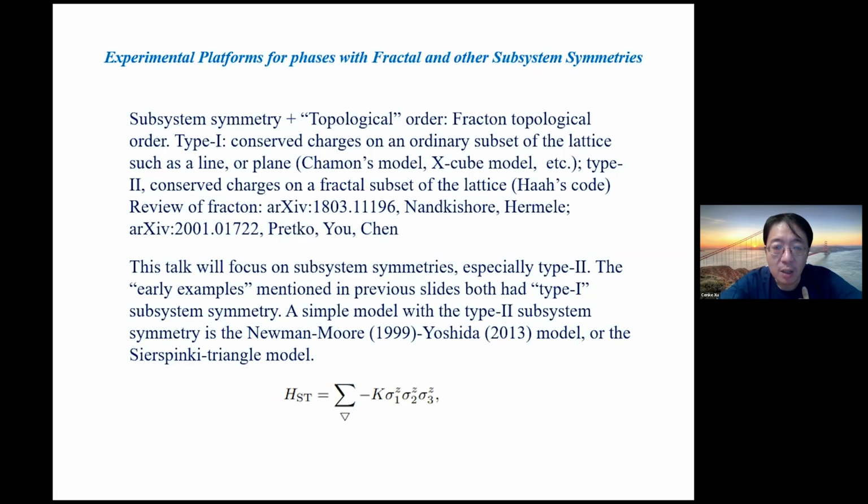Actually, one of the simple models with type 2 subsystem symmetry was proposed by Newman and Moore, about 12 years ago. Yoshida also studied the model again in 2013. It's actually a very simple model which looks like this. This is called the Sierpinski triangle model.